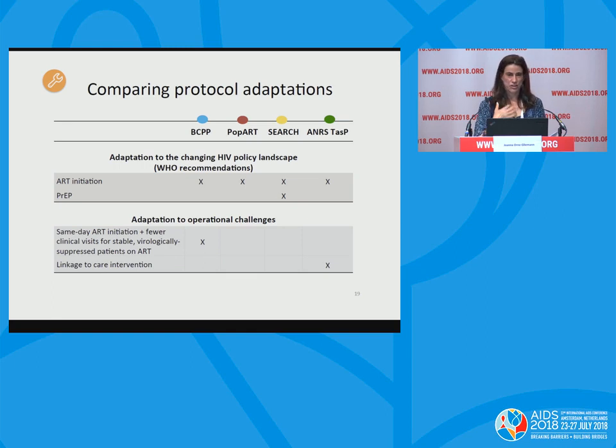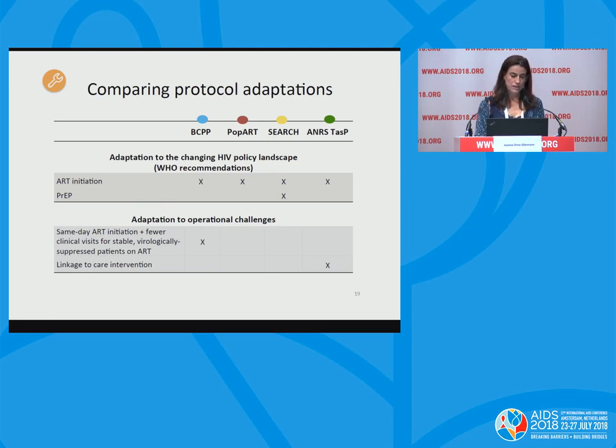When the trials were initiated, the control arms were offered HIV treatment according to national guidelines, 350, 500 CD4. And by the end of 2016, Botswana, Uganda, Kenya, South Africa all had adopted the WHO universal test and treat and immediate ART policy and guidelines, and thus the intervention and control arms of the 4 UTT trials switched to that universal treatment implementation as well.